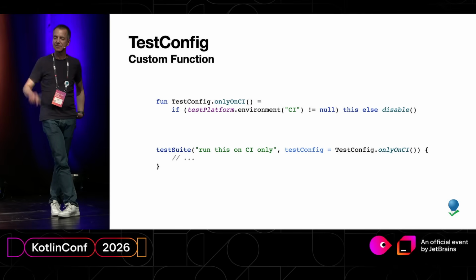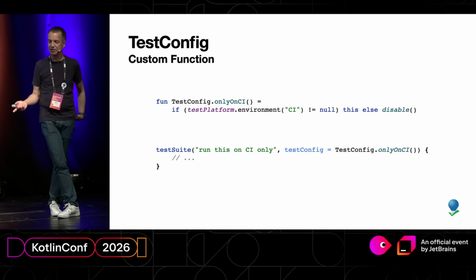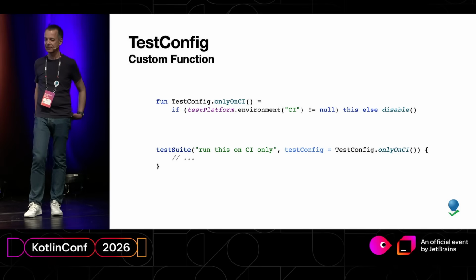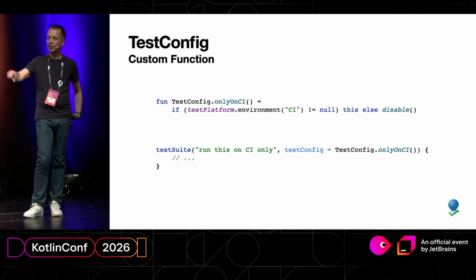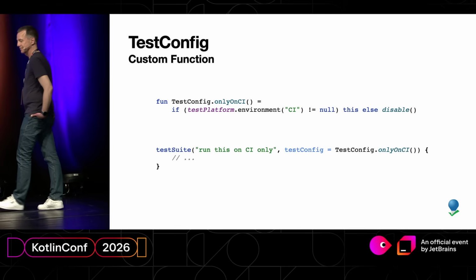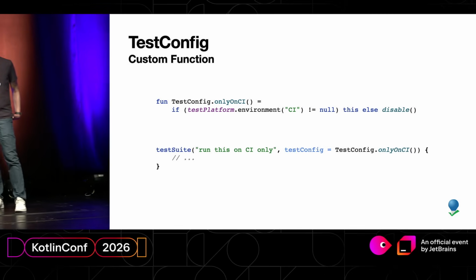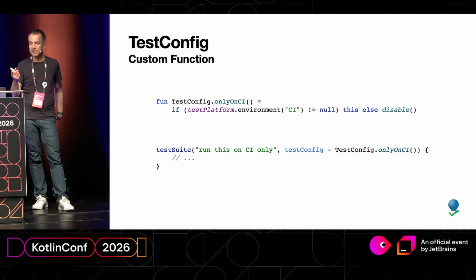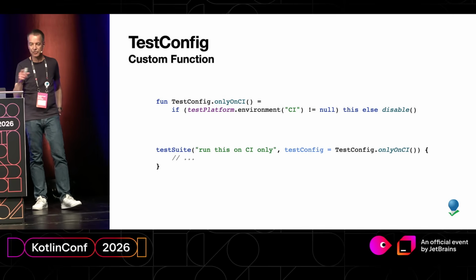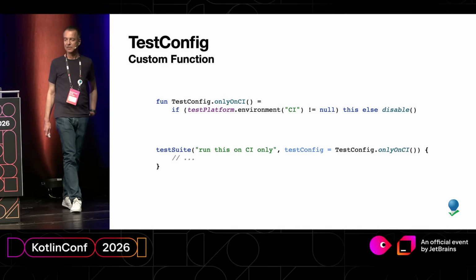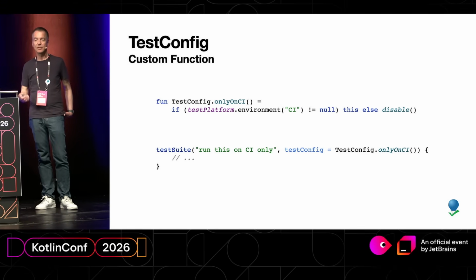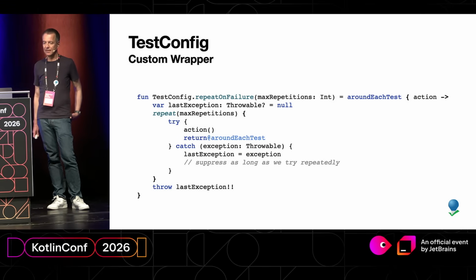When we want to run stuff only on CI, we need to determine, OK, are we on CI? Then nothing changes. If we're not on CI, we disable the test. And then we can invoke it like shown below. If you try the same with JUnit, you would have to use annotations again and lose type safety. Nothing like this in TestBalloon, because it's Kotlin first.